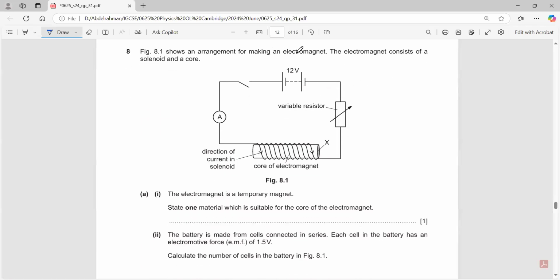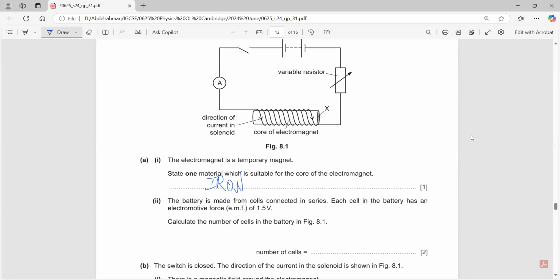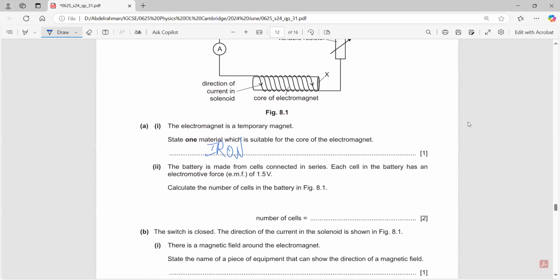Okay. Figure 8.1. State the material which is suitable for the core of an electromagnet. Core of an electromagnet. Yes, iron or soft iron. It has to be a magnetic material, a temporary magnet. It has to be a temporary magnet.